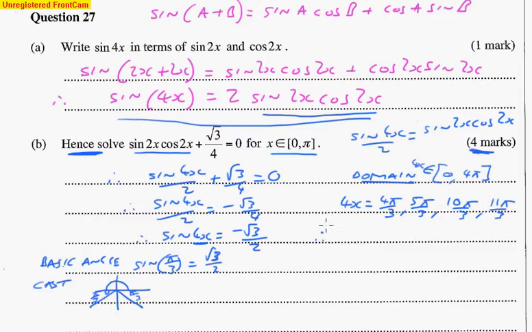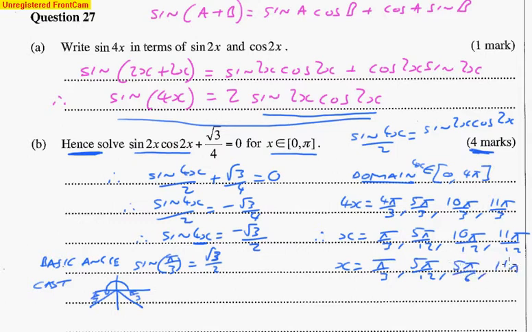Then we'll divide everything by 4 to find what x comes to. That'll give me pi on 3, 5 pi on 12, 10 pi on 12 and 11 pi on 12. I can simplify one of them. So x comes to pi on 3, 5 pi on 12, 5 pi on 6 and 11 pi on 12. And that, all being well, will be all the solutions.